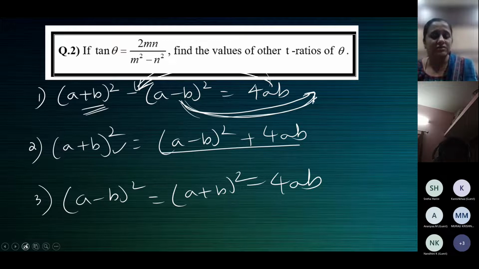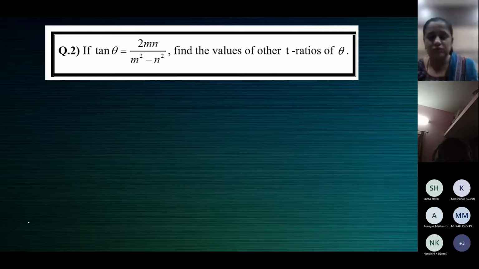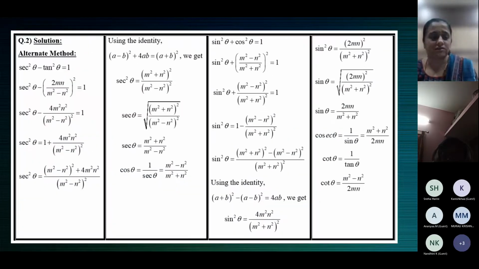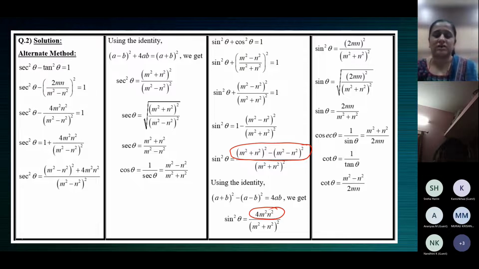So identities save time. I'll show you in one case what happens if you don't use the identity. Using the identity, we are able to directly write 4m square n square. If you don't use the identity, not that you cannot get this answer, you will have to expand using the formula.